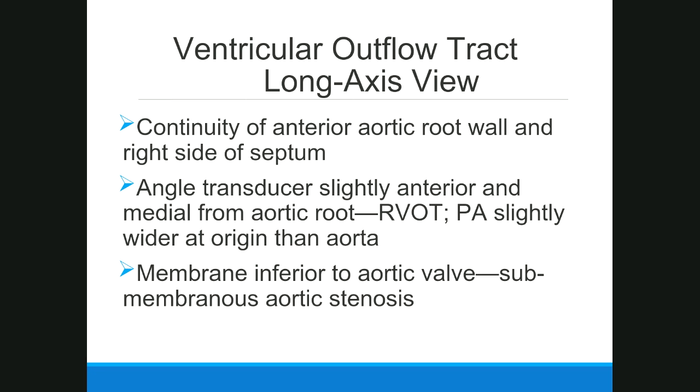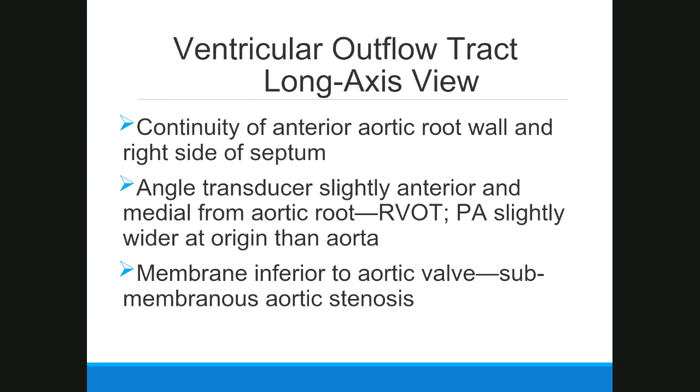If you do, you need to first make sure that it's not just dropout happening. So you want to use your color Doppler and make sure that you're not seeing a communication between the left and right side of the heart there. From here, you would want to angle the transducer slightly anterior and medial when you see the aortic root, and that should give rise to the RVOT and the pulmonary artery.